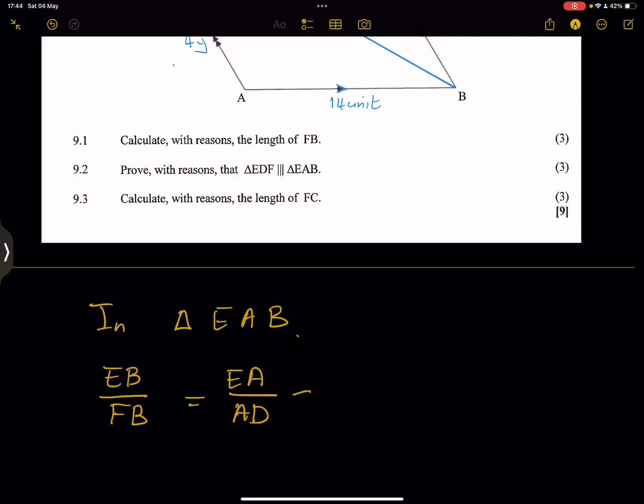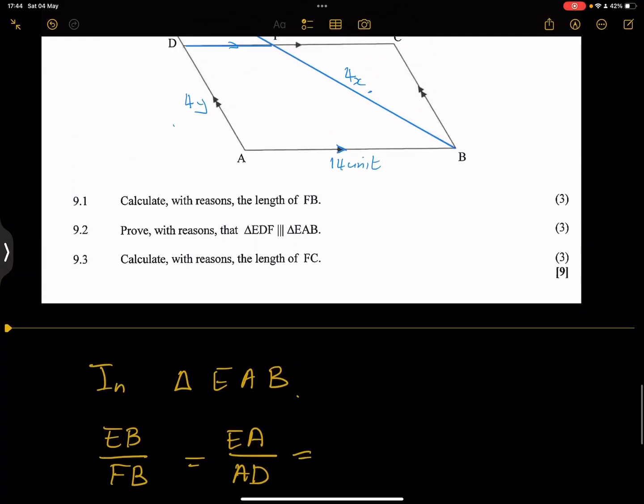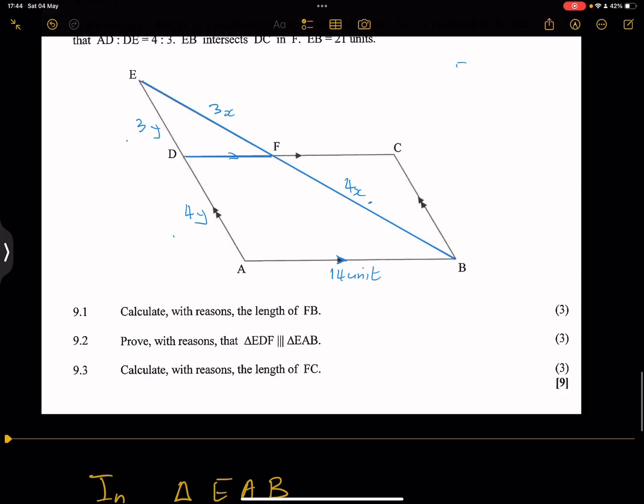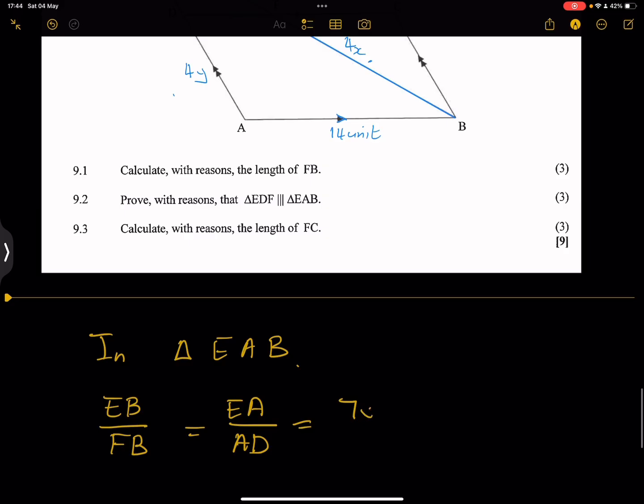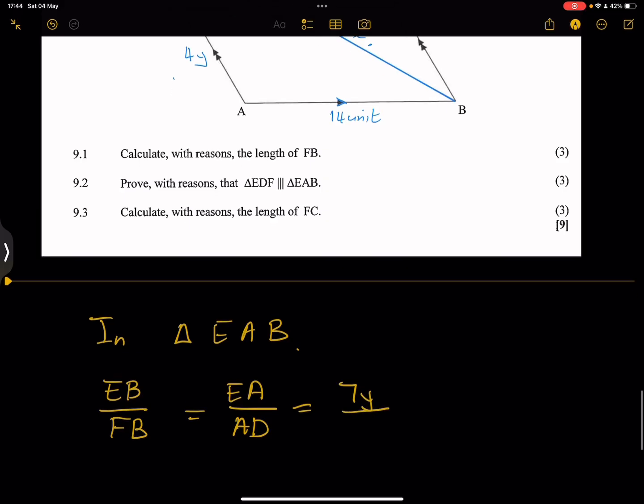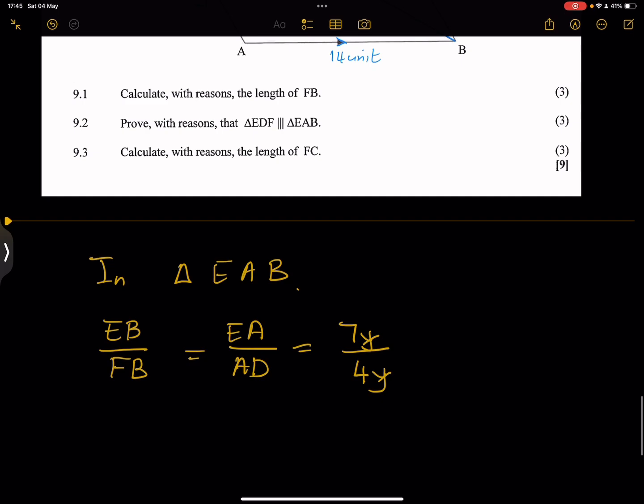Okay, all right, I'm going to state the reason. So EA is that entire side, so that would be 7y divided by AD would be 4y. Can you see that? So which means their ratio is 7 over 4, right? And why is that?